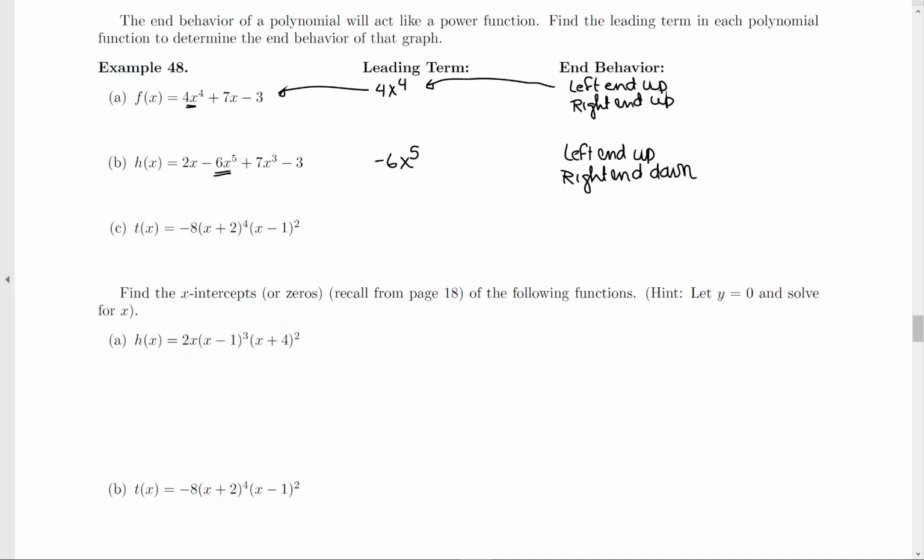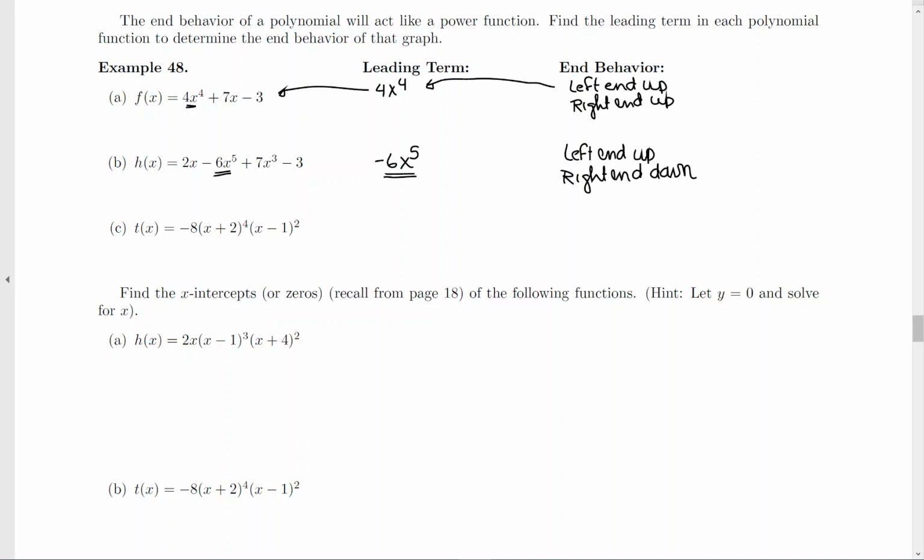And again, you could type it in and take a look. Sometimes I'll have students go, well, why don't you just type in the function and take a look? Well, sometimes the function is really jammed up on your screen of your calculator and you can't really tell what the ends are doing. But if you type in just the leading term, you're definitely going to be able to see what your ends are doing.